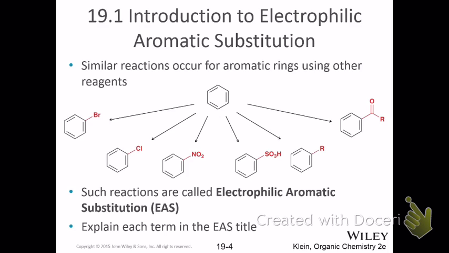You can add bromine, you can add chlorine, you get a nitro group. This is a sulfonate, so it's a sulfonic acid. This is an R group, so it's just alkyl groups like methyl or isopropyl or t-butyl. And this is known as an acyl group, okay? Put a few of those names in there. So this is a sulfonate or a sulfonic acid.